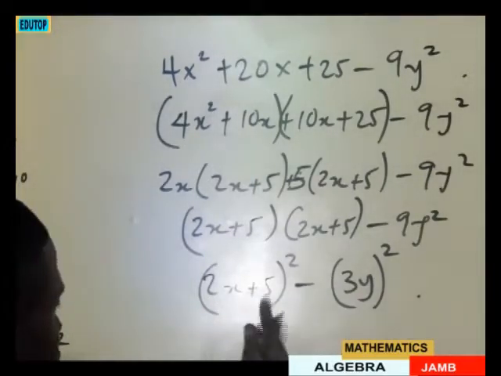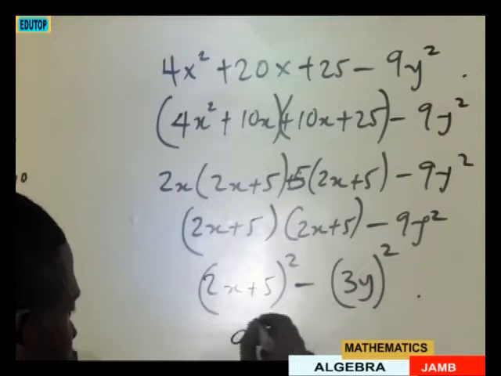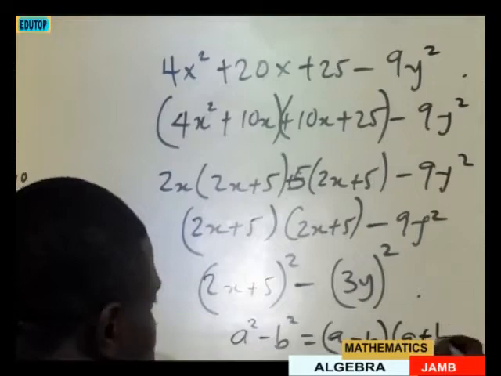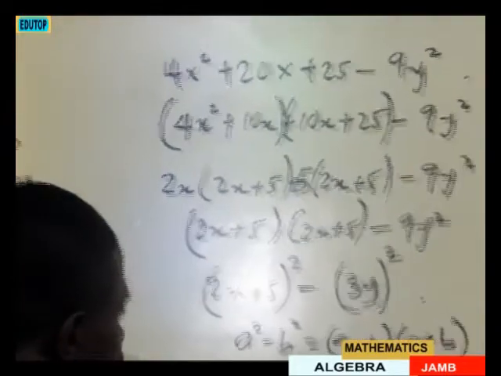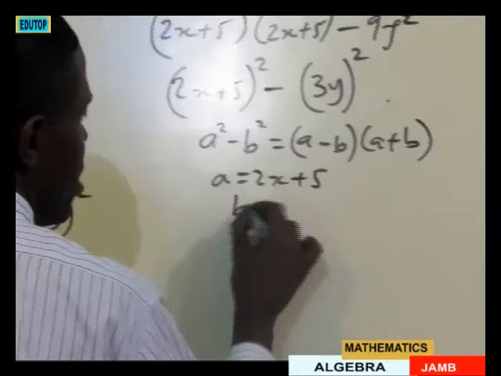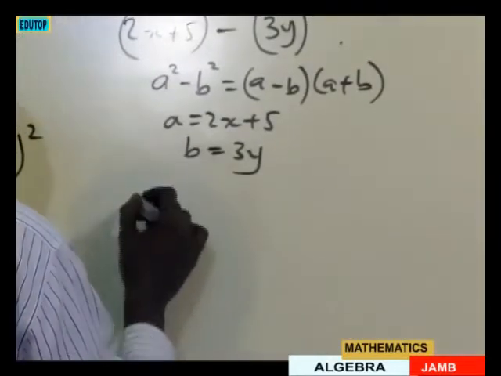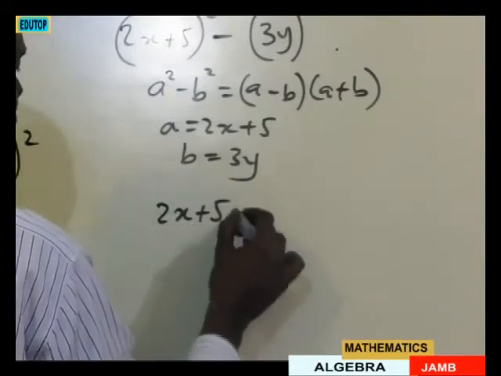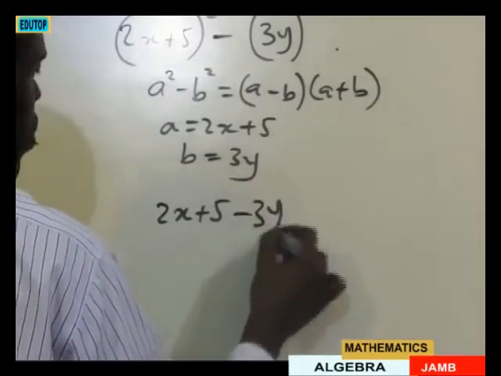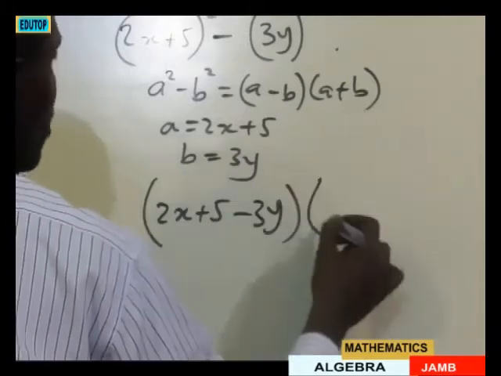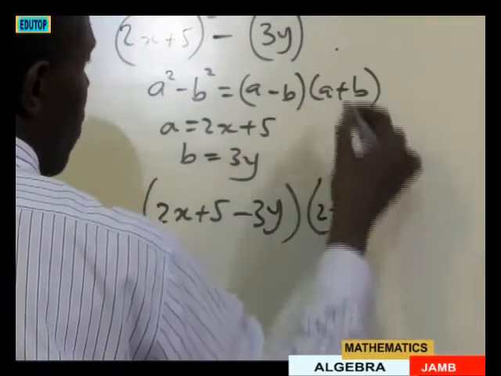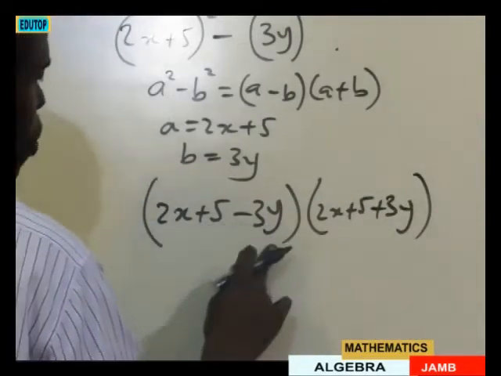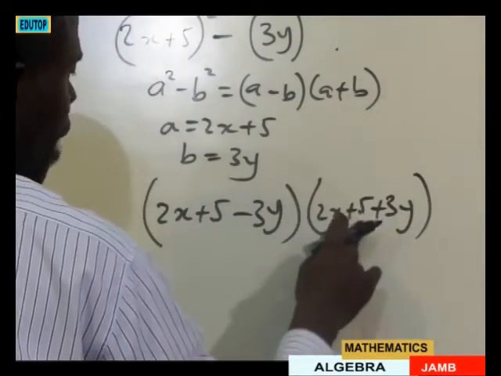I've been able to break it down to this point. Then I have difference of 2 squares, where you have a squared minus b squared, which will now mean a minus b, a plus b. So in this situation, our a is 2x plus 5, while our b is 3y. So my answer will be 2x plus 5 minus 3y into 2x plus 5 plus 3y.